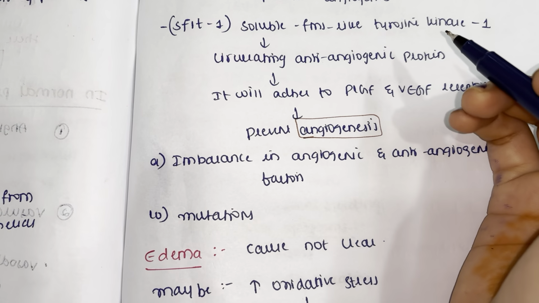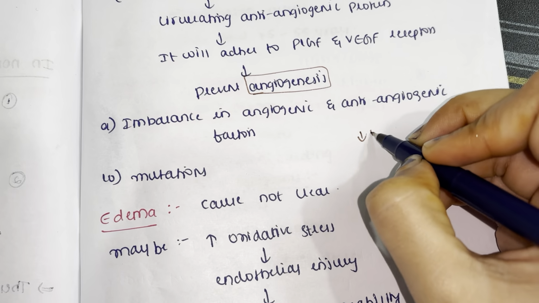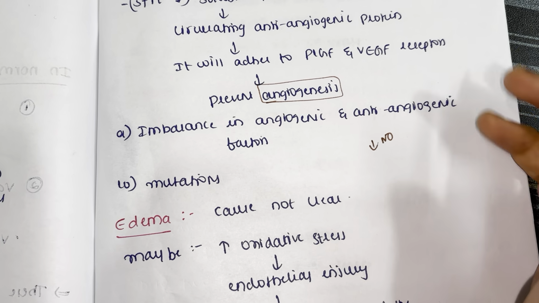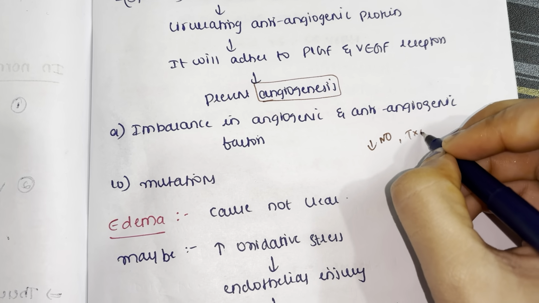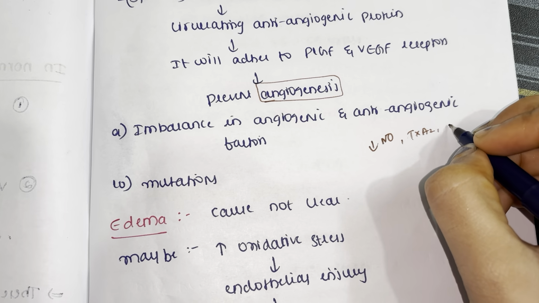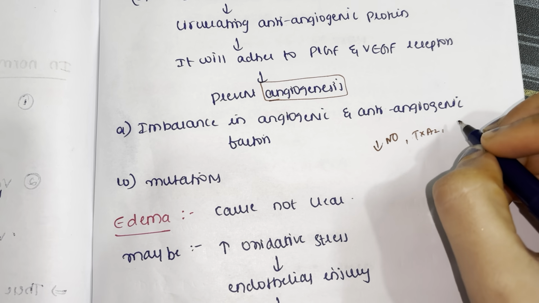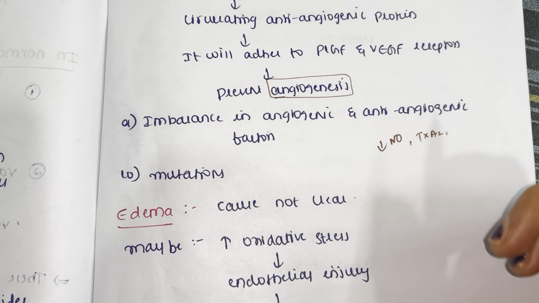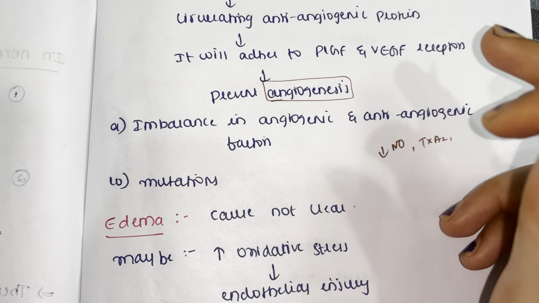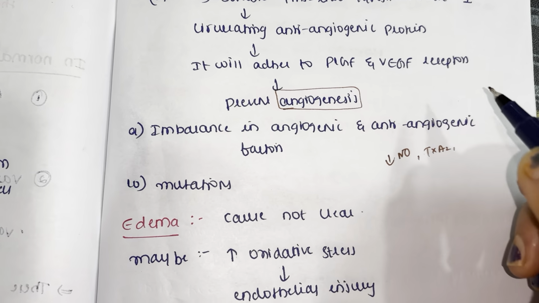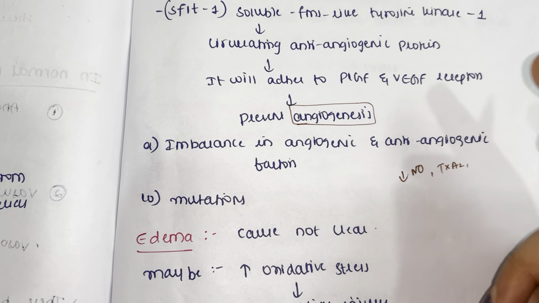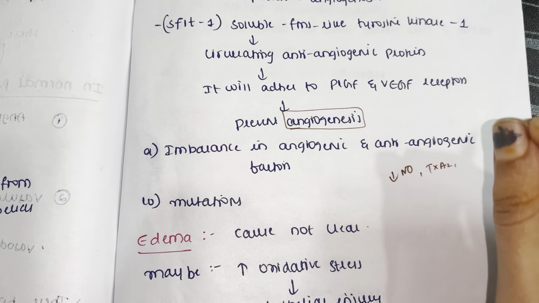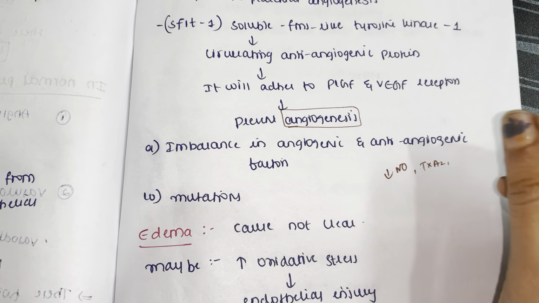The main things are decreased NO, meaning all the vasoconstricting activities are increased. Thromboxane A2 is increased, cytotrophoblastic invasion is decreased, and synthesis of endothelin 1, a potent vasoconstrictor, is increased. There is also an imbalance between the angiogenic and anti-angiogenic proteins. Because of all this, there is vasoconstriction that causes hypertension.